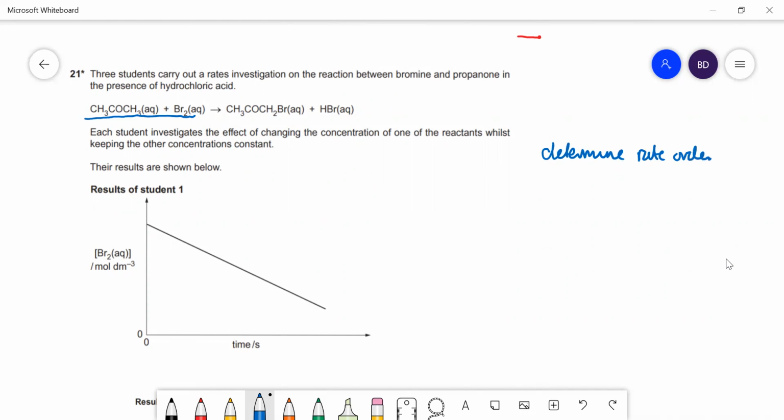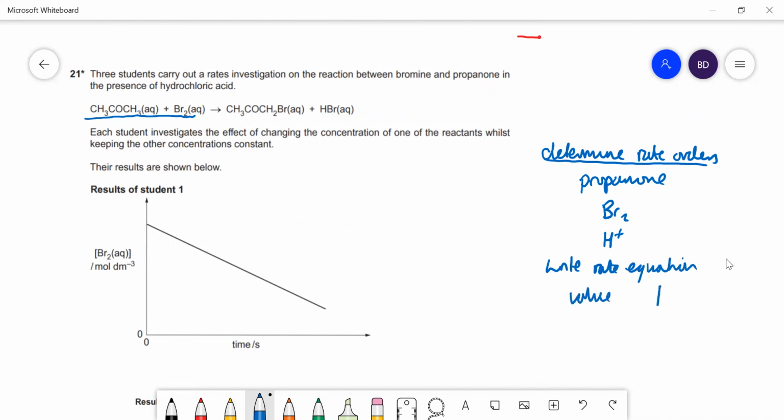And we've got to determine the rate orders for propanone, for bromine, and also for H plus, because it must be a catalyst. It doesn't appear in the equation. And once we've determined the rate orders, then we've got to write a rate equation, and we've got to determine the value of the rate constant.